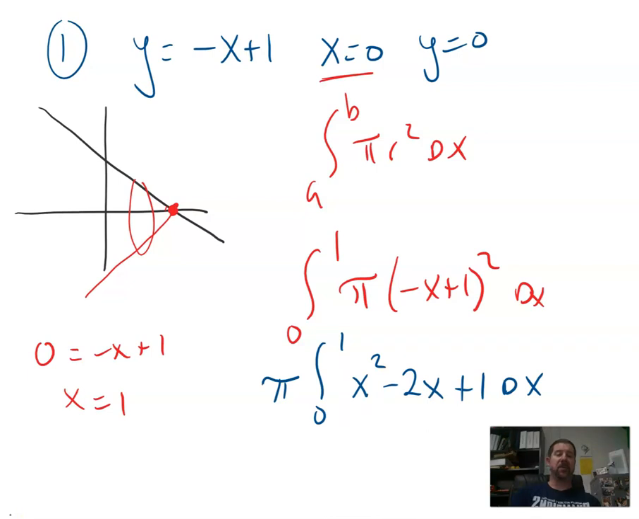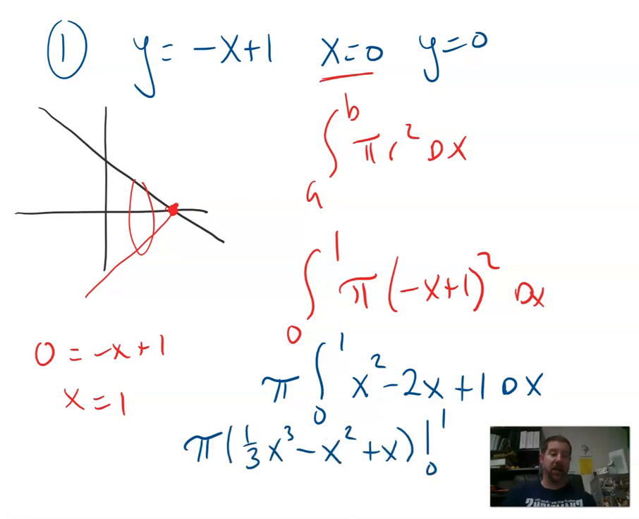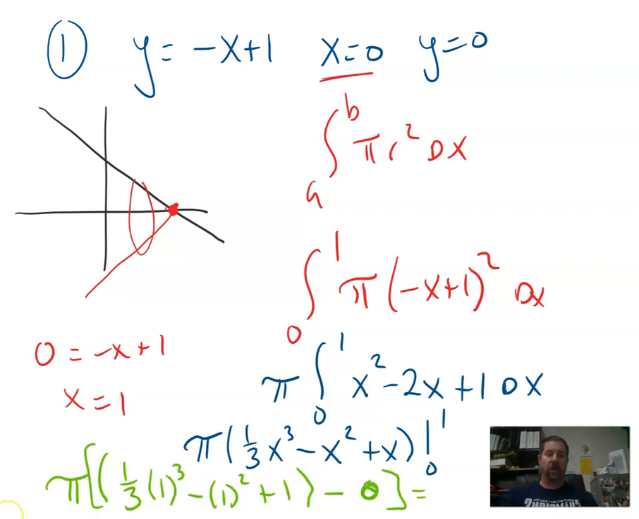Now if I were integrating this by hand, I would pull the pi out to the very front and multiply out this expression so that I could just use the power rule to integrate it. That's probably easier than using u-sub, although you could if you wanted to. Then you take your antiderivative and use the fundamental theorem to evaluate. So just be careful when you plug in.